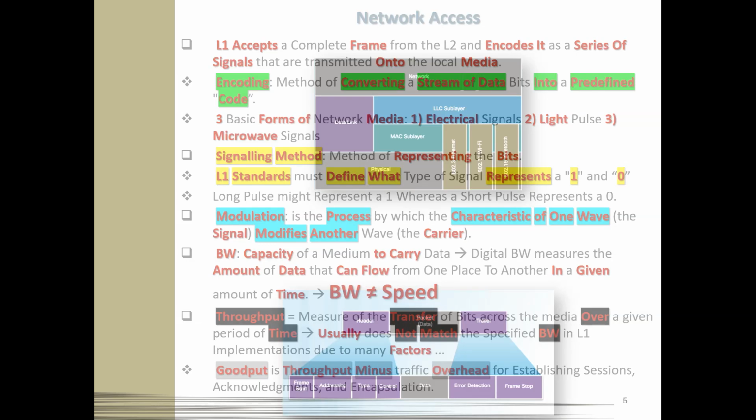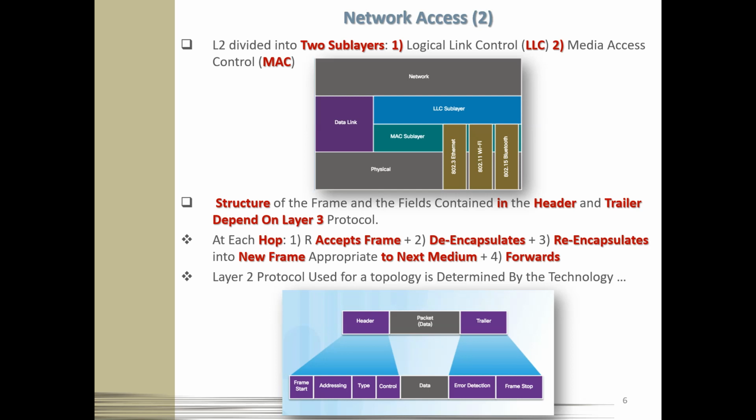More about network access. Data link layer, or layer 2, is divided into two sublayers, LLC and MAC. So LLC stands for logical link control, and MAC stands for media access control. This topic is very important. So OSI layer 3 network, below that we got the data link, and data link layer has two sublayers, LLC sublayer and MAC sublayer. And then we have layer 1 or physical.